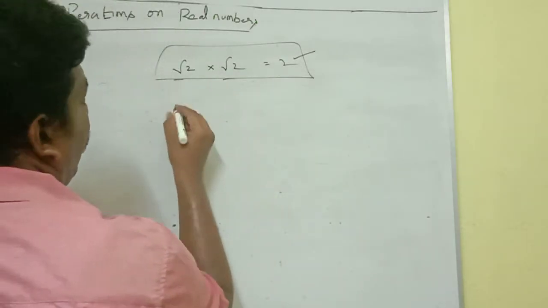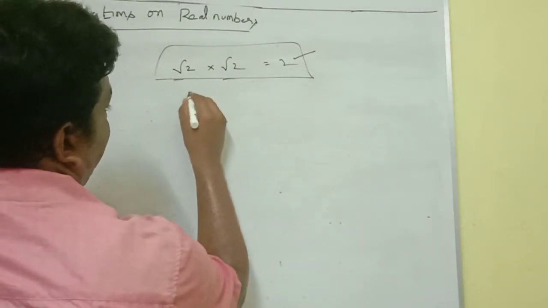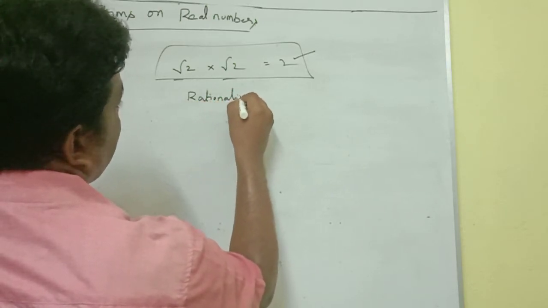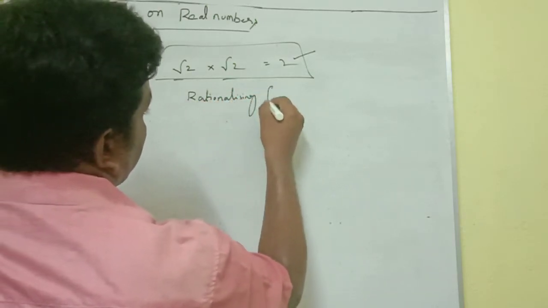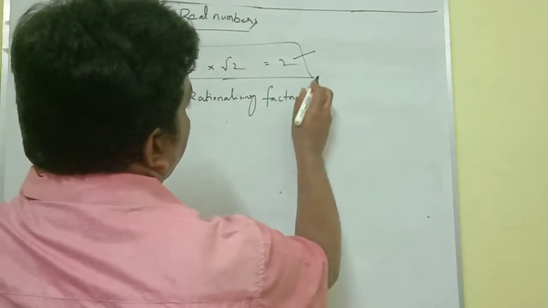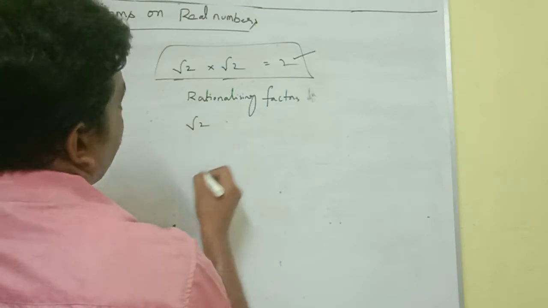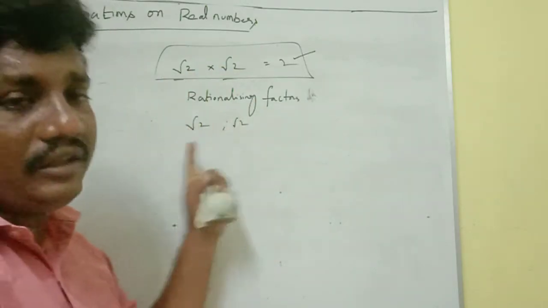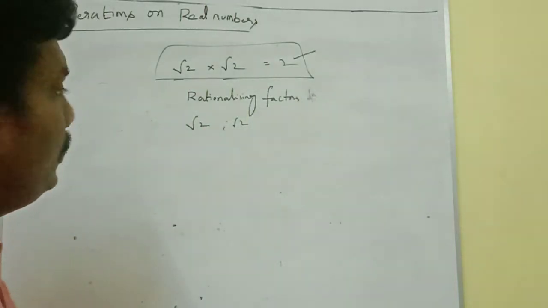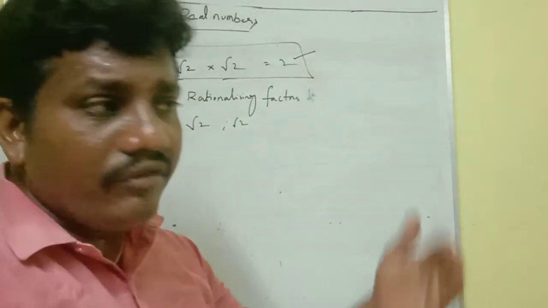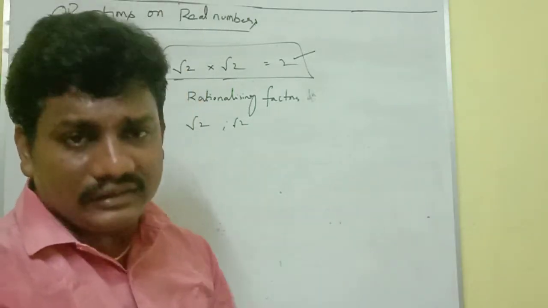So this is called RF, rationalizing factors. Root 2 comma root 2 are rationalizing factors, because when you multiply these two it becomes a rational number. So for any given irrational number, there are infinitely many rationalizing factors.